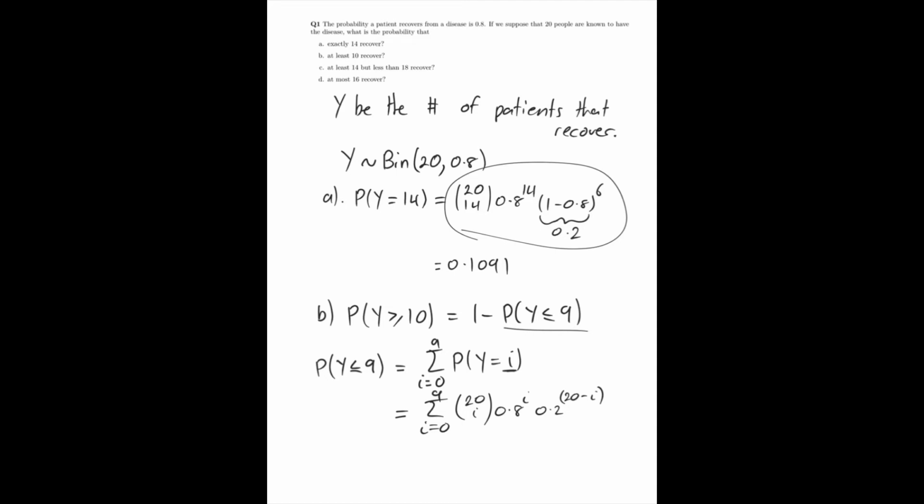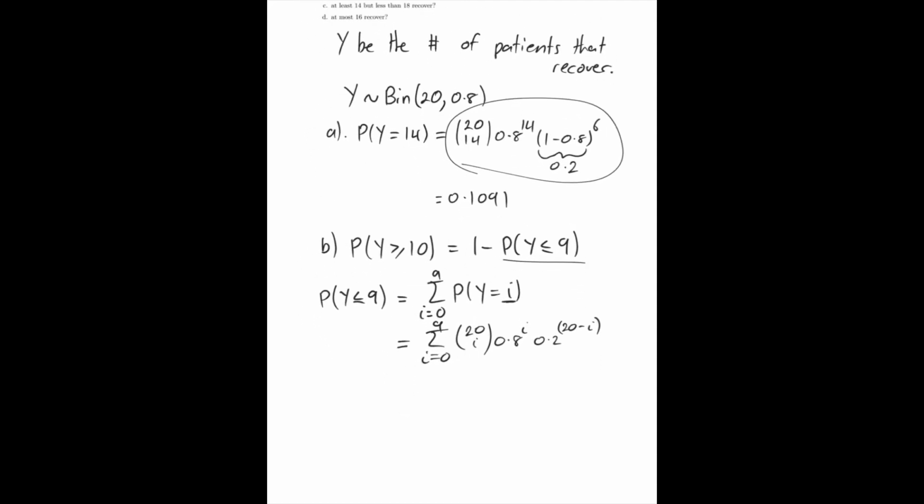Now, if you put that into your calculator or put this bit through R, what you get is a probability of 0.9994. So quite likely that at least 10 people are going to recover, which is really good.